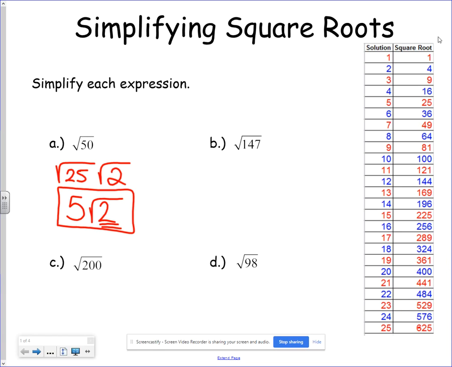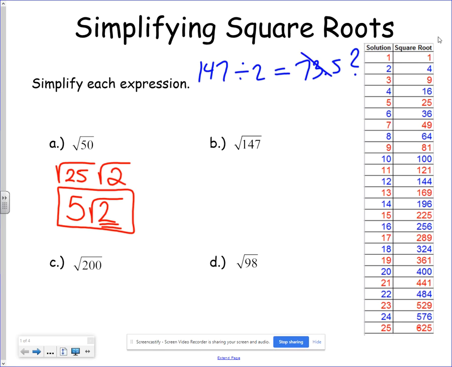All right, so let's try 147. Is 147 on my list? It's not. Okay. What divides into 147? Well, I don't know the factors of 147. So what I'm going to do is just start dividing 147 by some numbers. I'm always going to start with 2. So let's see what 147 divided by 2 is. Just get out a calculator. 147 divided by 2 is 73.5. Is 73.5 a perfect square?